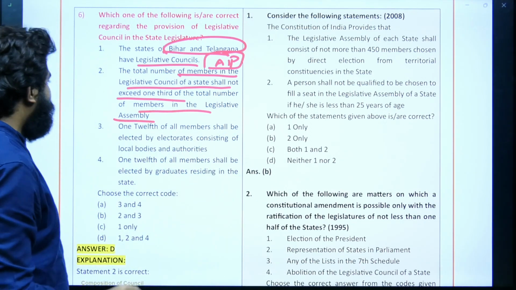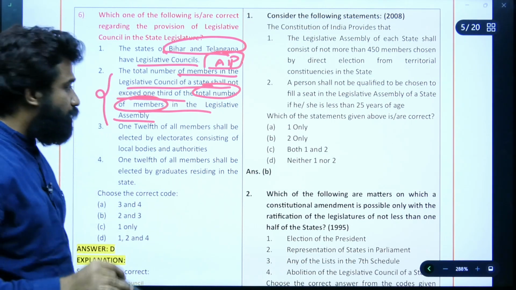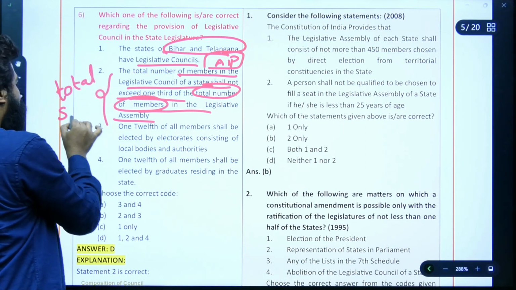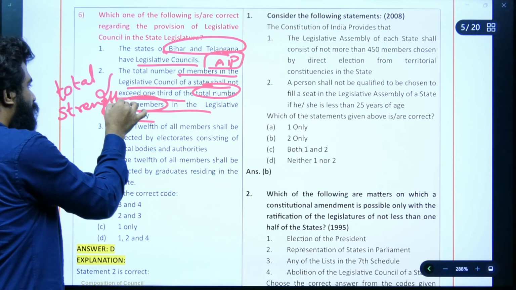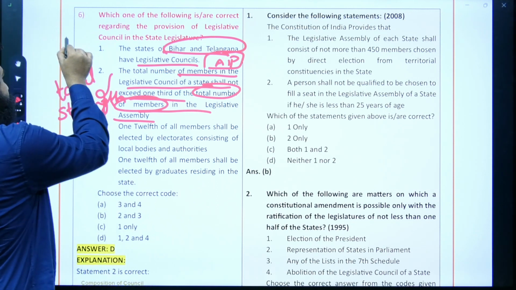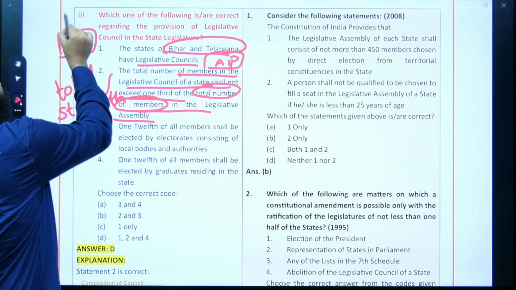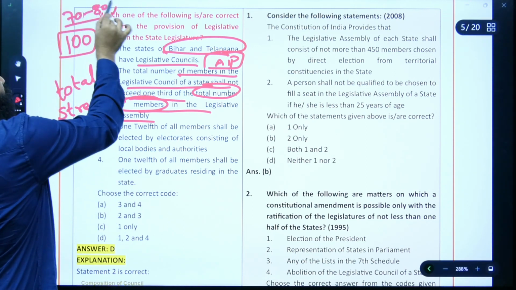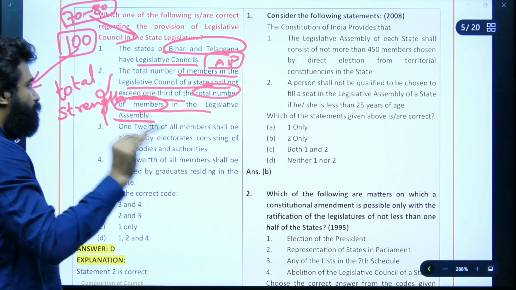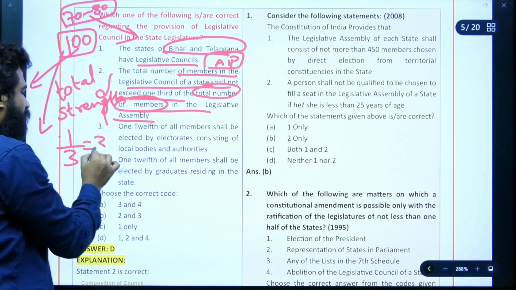This is actually not total number of members. This is the biggest mistake that you may commit. This is total strength of the legislative assembly. Total strength is different from total members. Why? Because suppose the total strength is 100, but the members present may be 70 or 80. So, it is not the total members, it is about the total strength. Therefore, 1/3 means out of 100, 33.